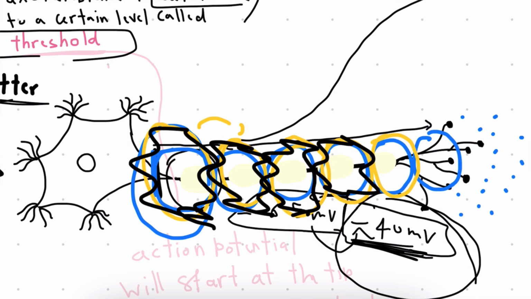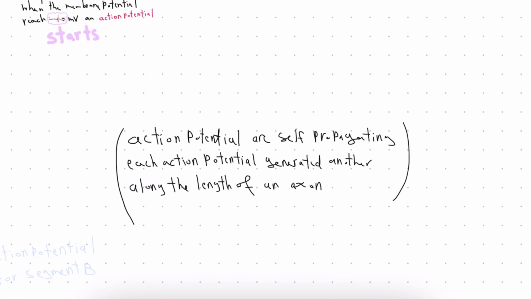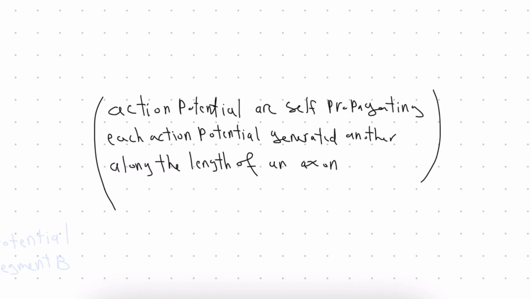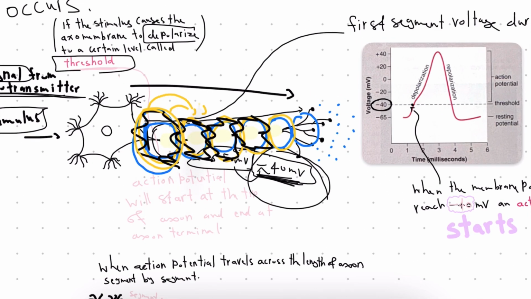It goes segment by segment, and this process ensures that the action potential moves in only one direction, and that is away from the cell body and toward the axon terminal. And action potentials are self-propagating. Each action potential generates another along the length of an axon. As we say, this segment, then this one, then this one, and so on.